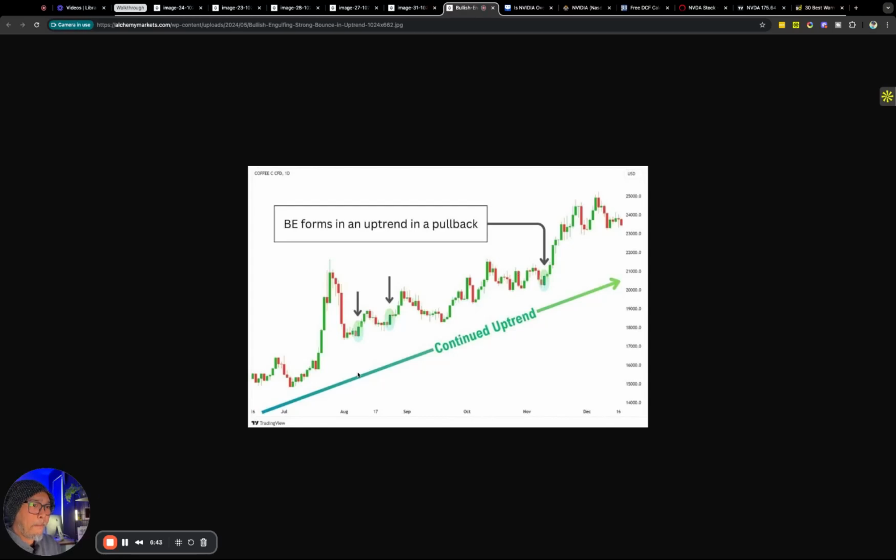And the last one, in an uptrend, you can see there are many bullish engulfing candles. 1, 2, 3. So all these are signals for you to buy after a pullback, okay? After a pullback.